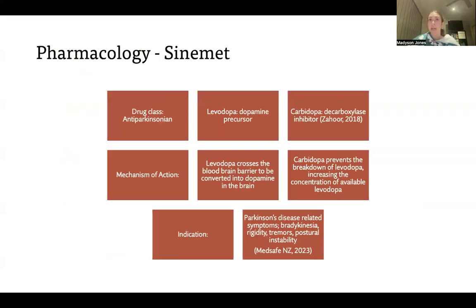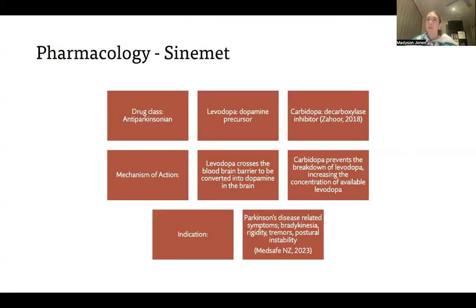So when looking at treating Parkinson's disease, one potential pharmacological management is a medication called Sinemet, which is a combination drug of carbidopa and levodopa. Sinemet itself is an anti-Parkinsonian. Levodopa is a dopamine precursor. So it is able to cross the blood-brain barrier, in which it is then able to be converted to dopamine in the brain. Carbidopa is a decarboxylase inhibitor, so it prevents the breakdown of levodopa, thus allowing higher concentration of available levodopa to cross the blood-brain barrier and be converted to dopamine.